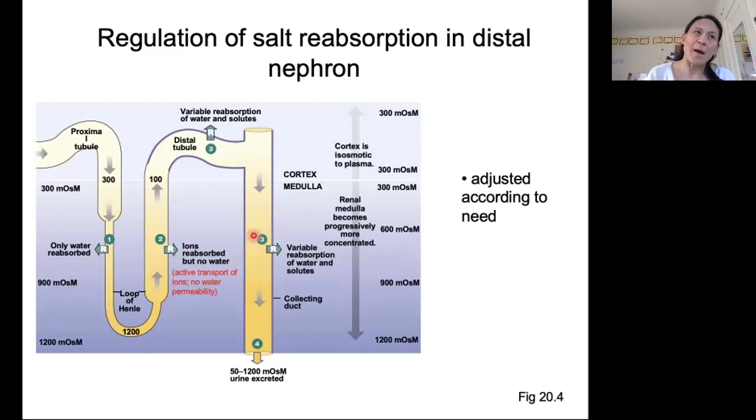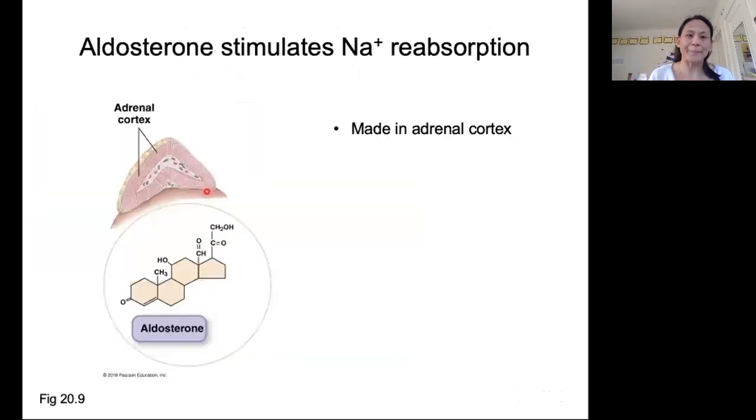We just talked about how vasopressin, ADH, regulates the reabsorption of water in the distal nephron. Now I'm going to talk about how salt reabsorption is regulated in the distal nephron. We have a hormone called aldosterone that regulates sodium reabsorption in the distal nephron. So I want to start by telling you a little bit about aldosterone.